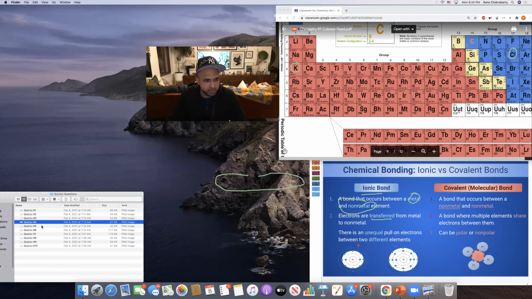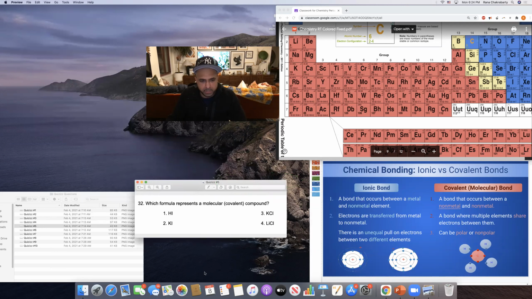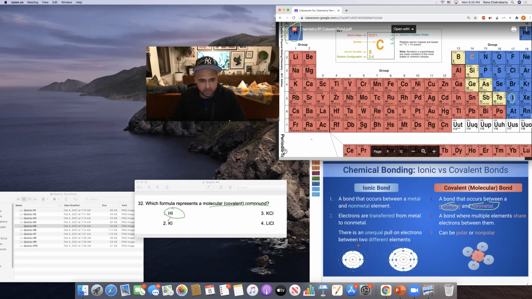Moving along to number 5. It says which formula represents a covalent compound. So what I know about covalent compounds is that covalent is two nonmetals. So which one has two nonmetals? It looks like choice 1. Let's double check. Hydrogen, is that in blue? Yes, it is. It's right here on the top. Hydrogen is here, first one, and iodine is here. So they're both in blue. So two nonmetals is always covalent or molecular. The other choices are ionic. KI is ionic, KCl is ionic, LiCl is ionic.